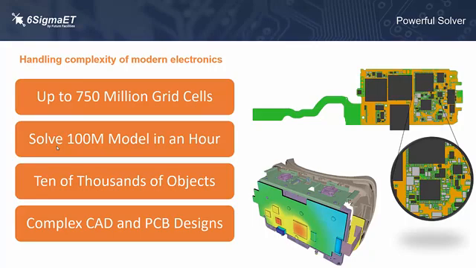So to put some numbers on how fast Six Sigma ET is, we can solve up to 750 million grid cells. We can solve a 100 million cell model in an hour. These models can incorporate tens of thousands of objects, and the shape and design of these objects can come from complex mechanical and electronical CAD.